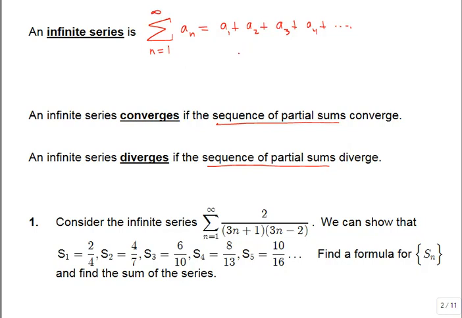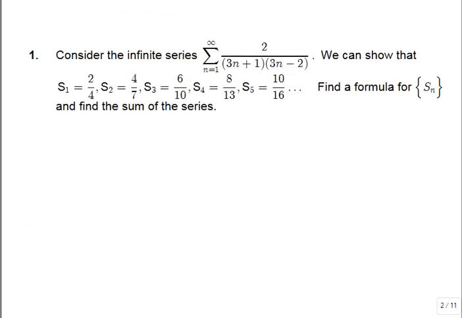So initially, the only way to tell if an infinite series is going to converge is by looking at the partial sums. We'll add to that eventually, but for now, that's the only way we know how to tell whether or not an infinite series converges or diverges. So let's consider this infinite series right here. This would be your generic a sub n term right here.